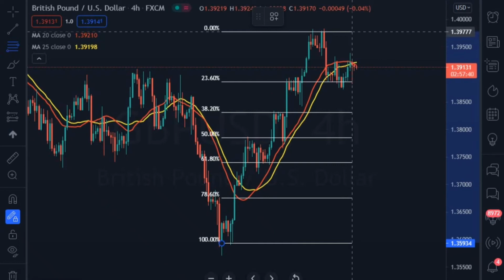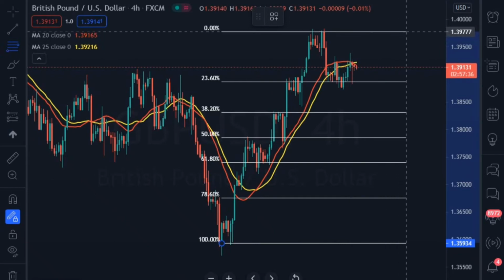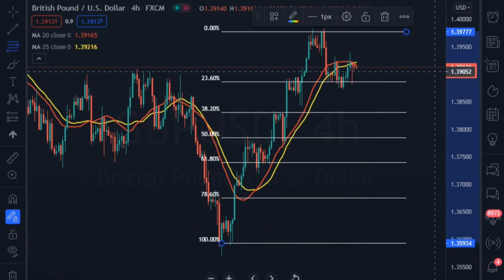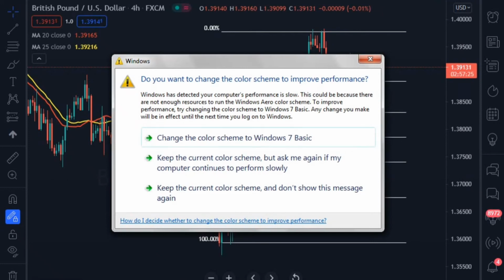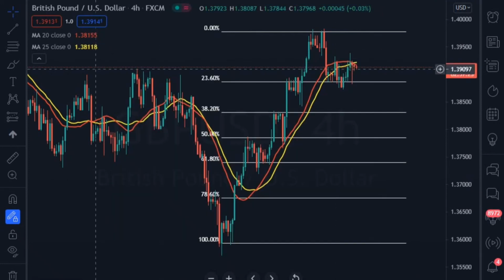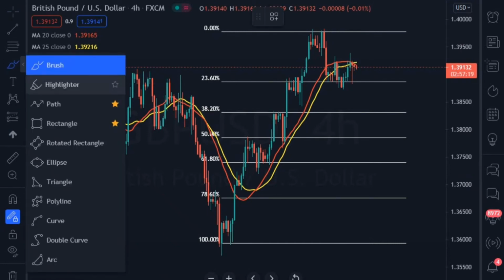I don't care, just find a way to put it at the recent high of the market. So I would love to extend this so I will have a better view of it. So as you can see, now I want to make an explanation here. So I'll be using this brush. I'll be using the brush for it.